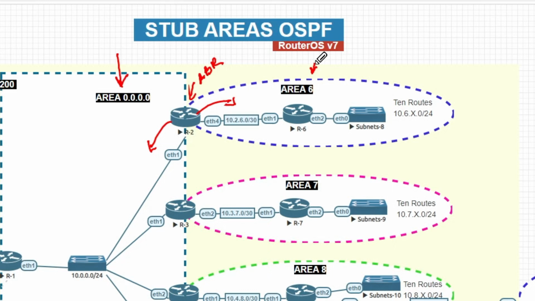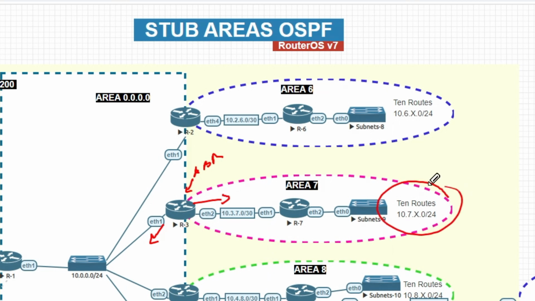That area is advertising 10 routes, and those routes are 10.6.x.0/24. So those are intra-area routes. Same thing is happening with area 7. So we have R3, that is an ABR, one interface connected to the backbone, another interface connected to area 7.